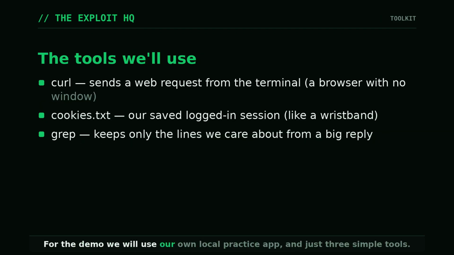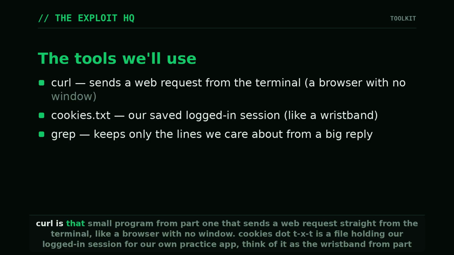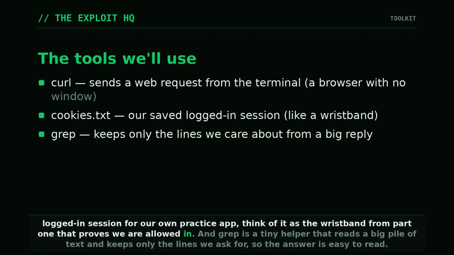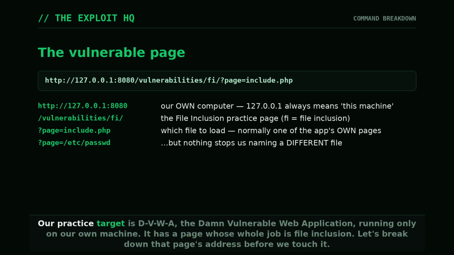For the demo, we will use our own local practice app, and just 3 simple tools. Curl is that small program from part 1 that sends a web request straight from the terminal, like a browser with no window. Cookies.txt is a file holding our logged-in session for our own practice app. Think of it as the wristband from part 1 that proves we are allowed in. And grep is a tiny helper that reads a big pile of text and keeps only the lines we ask for, so the answer is easy to read. Our practice target is DVWA, the Damn Vulnerable Web Application, running only on our own machine.